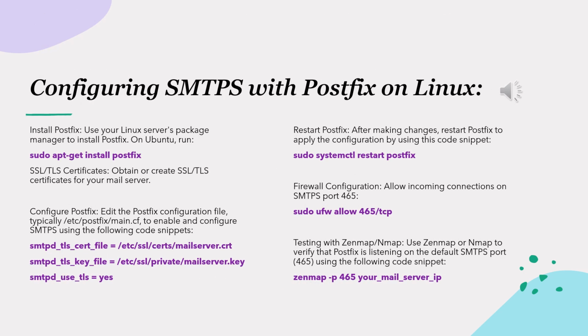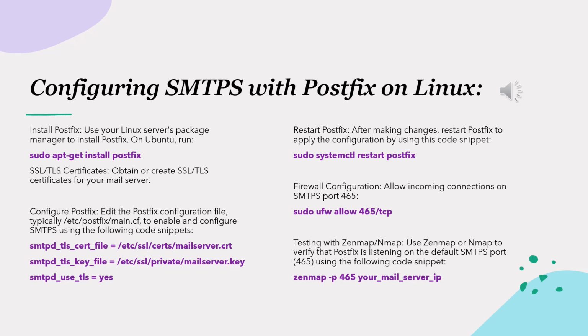Configuring SMTPS with Postfix on Linux. First, we install Postfix. We can do this on Ubuntu by running this code snippet. Next, we obtain our SSL/TLS certificates for our mail server. Next, we configure Postfix. We edit the Postfix configuration file, typically found here, to enable and configure SMTPS using these code snippets.